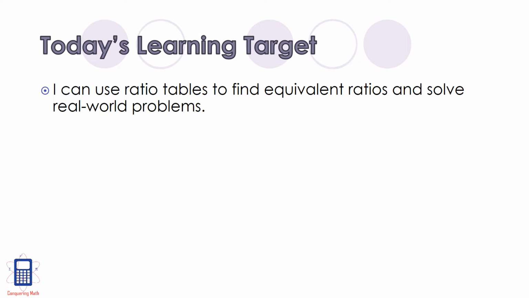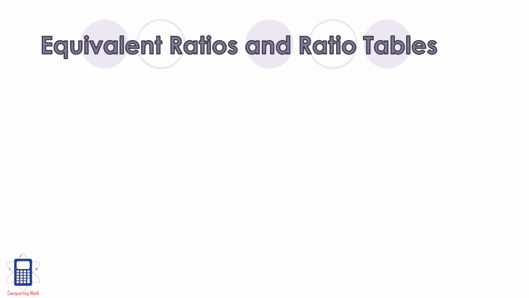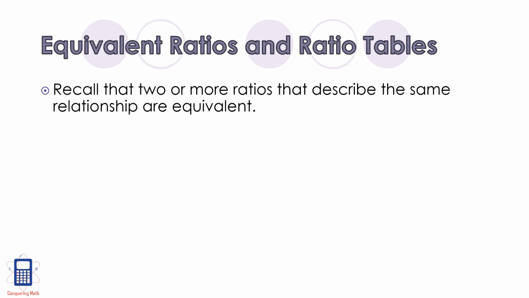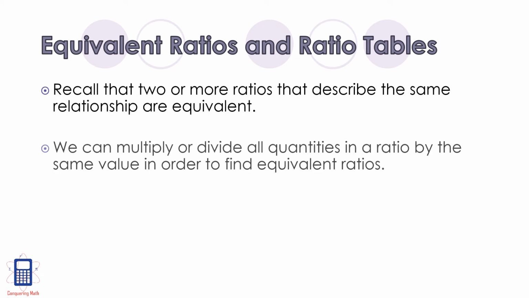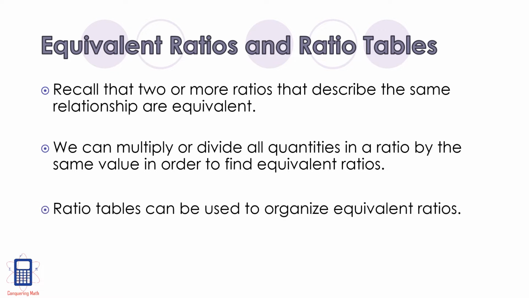So our learning target today is I can use ratio tables to find equivalent ratios and solve real-world problems. You might recall that two or more ratios that describe the same relationship are equivalent. We can multiply or divide all the quantities in a ratio by the same value in order to find an equivalent ratio. And as I said earlier, ratio tables can be useful to help us organize equivalent ratios.